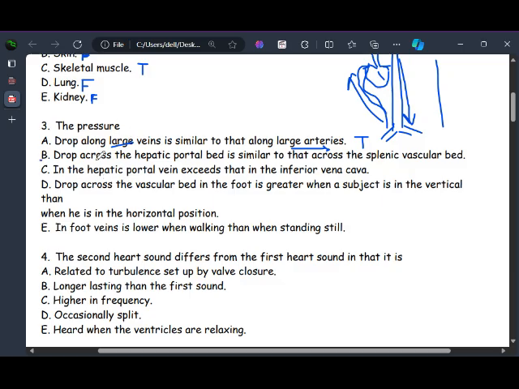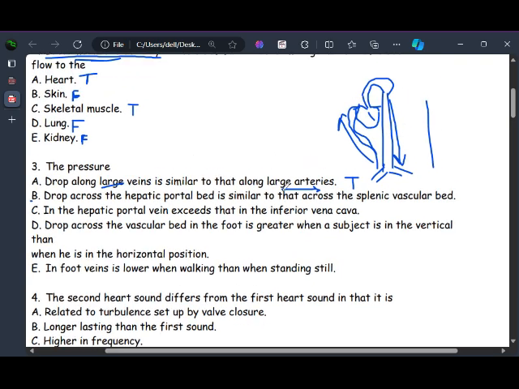The pressure drop across the hepatic portal bed is similar to that across the splenic vascular bed. If you go to a bit of anatomy, it tells you that there is a hepatic portal bed and a splenic vascular bed. The splenic vessels drain into the hepatic portal bed, which drains into the liver parenchyma, and then into the hepatic vein. The hepatic vein drops into the inferior vena cava.